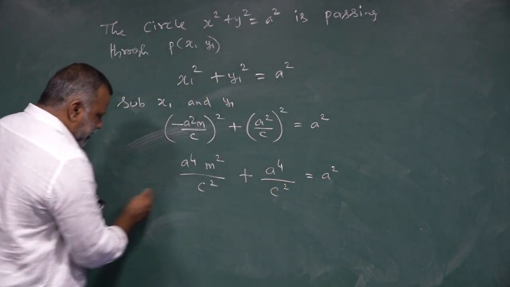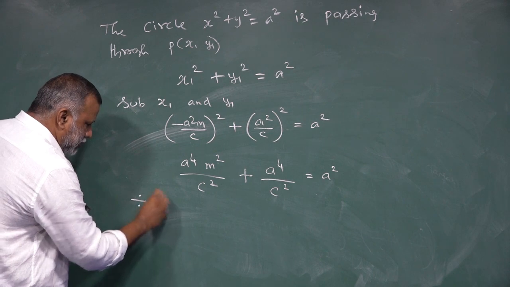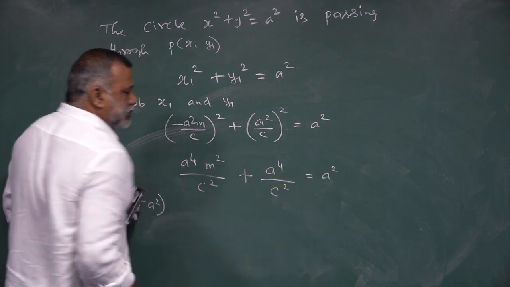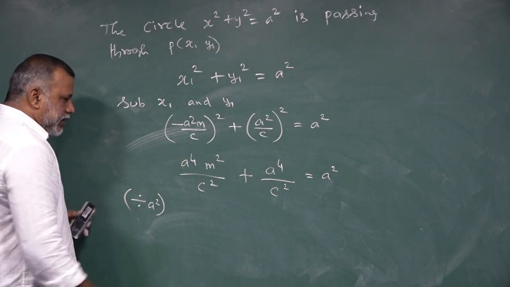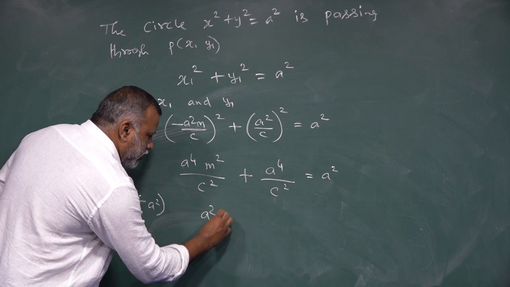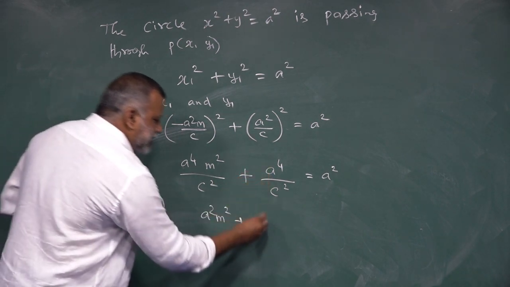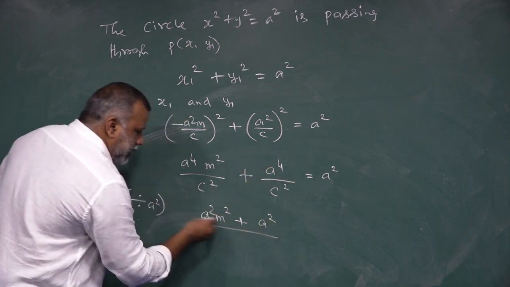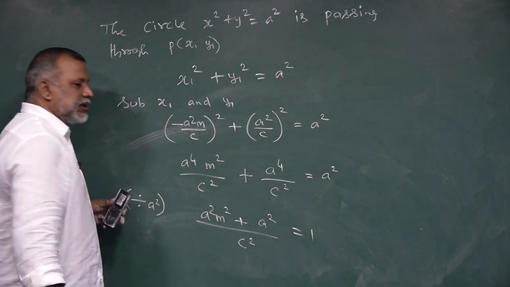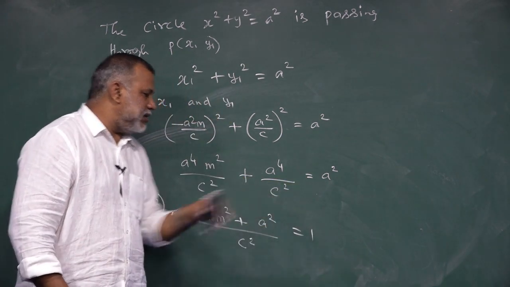We can divide this equation by a squared. See here also a squared, here one a squared, here also one a squared. So we can divide by a squared. Therefore this equation can be written in the form of a squared m squared plus here one more a squared. Consider c squared as the common, equal to 1, because a squared is divided by a squared, we can get 1.